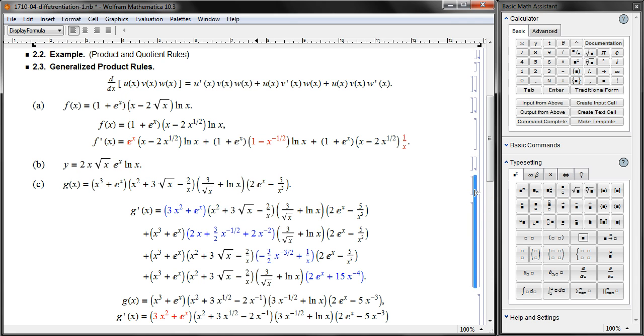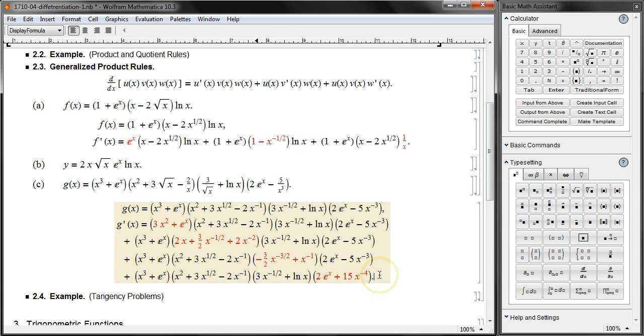Yes, the same computation. I used the traditional notation here, but I used power form here. Power form is better, easier to understand, easier to apply the power rule.